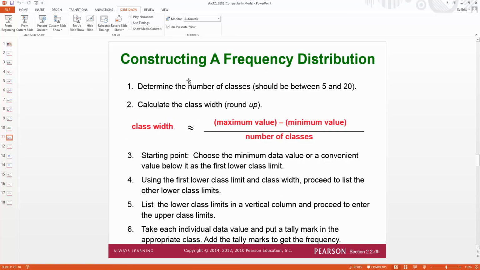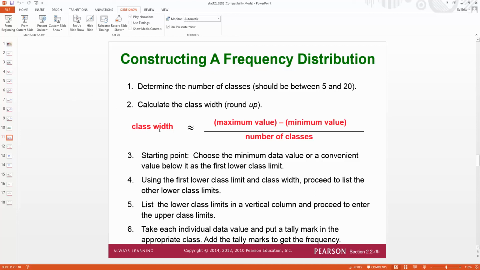Your book and this PowerPoint here now go through how to construct a frequency distribution, and so you might want to practice a little bit on that. It gives you steps on how to do that. Determine the number of classes between 5 and 20, depending on how many data items you have. If you only have 10 or 20 data items, then you may just want 5 classes. But if you have 1,000 data items, then maybe 20 classes.